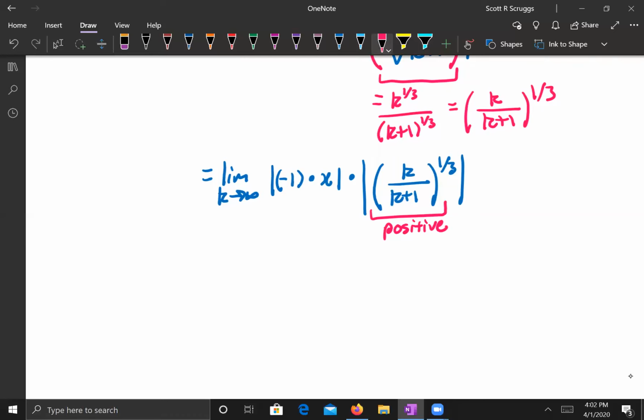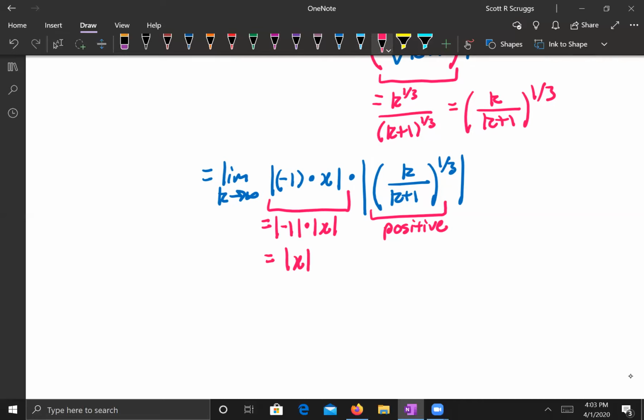The second note I'm going to make: I have a product of two numbers here again, so I'm going to use that property one more time and say that is the absolute value of -1 times the absolute value of x, and the absolute value of -1 is 1. So I'll just be left with the absolute value of x.